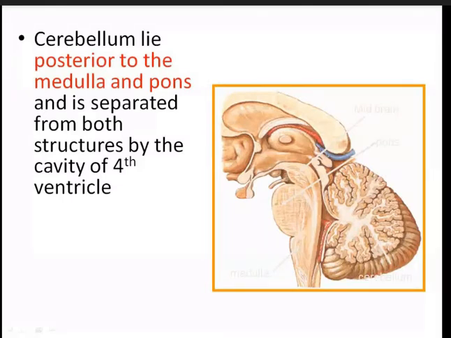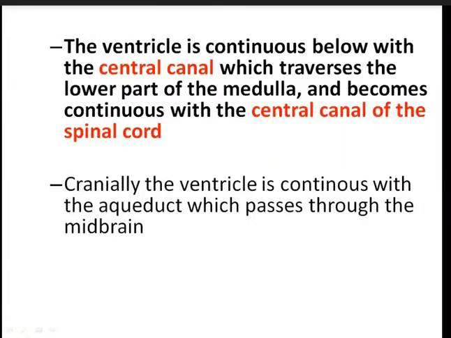Yes, ma'am. Okay, so here we can see the next structure in the posterior cranial fossa, that is the cerebellum. This is the section of the cerebellum posterior to the medulla and the pons. This is the pons, then this one is the medulla oblongata. Posterior to this is the cerebellum, and it is separated from both structures by the cavity of the fourth ventricle. Here we can see a small cavity between the pons and the medulla anteriorly and the cerebellum posteriorly, which is the fourth ventricle. We'll discuss the ventricles later.